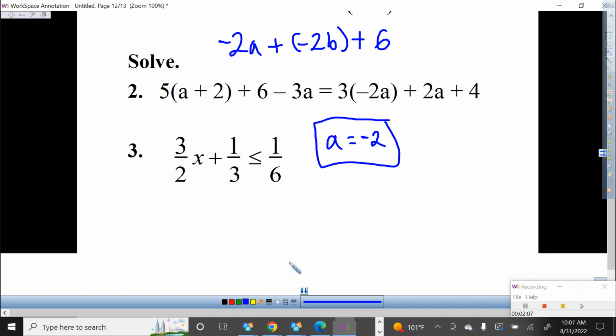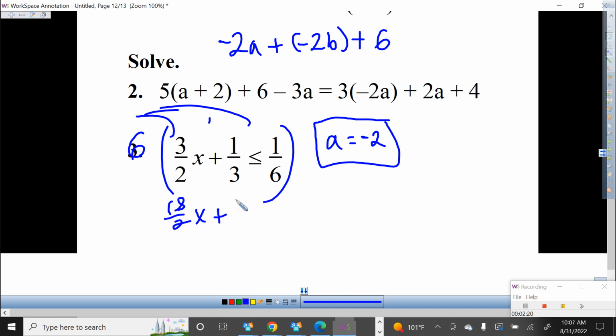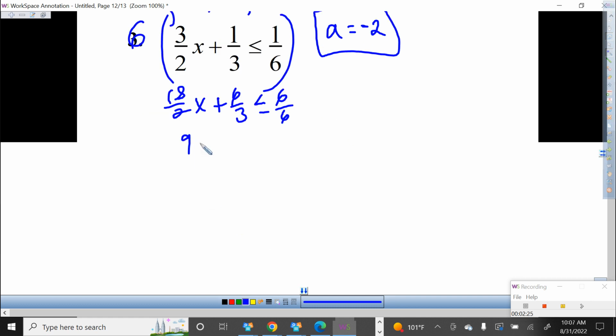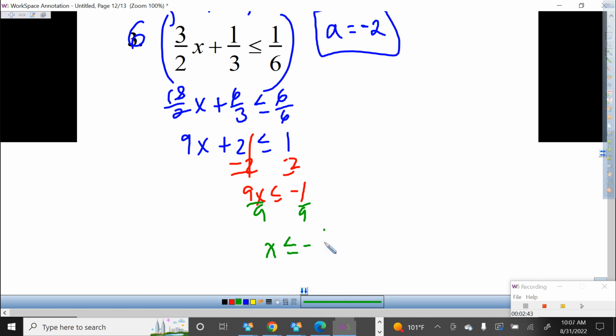All right, and number 3, common denominator, everyone? 6. Distribute. That gives us 18 over 2x plus 6 over 3, less than or equal to 6 over 6. And this is 9x plus 2, less than or equal to 1. From there we do minus 2 minus 2. We got 9x less than or equal to negative 1. And at the end divide by 9. Therefore x is less than or equal to negative 1/9. Why didn't I flip it? Tell your neighbor, please.